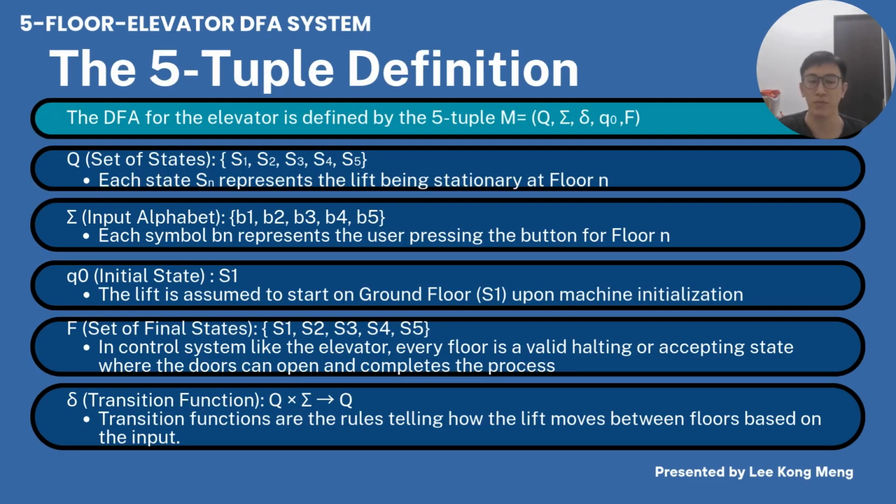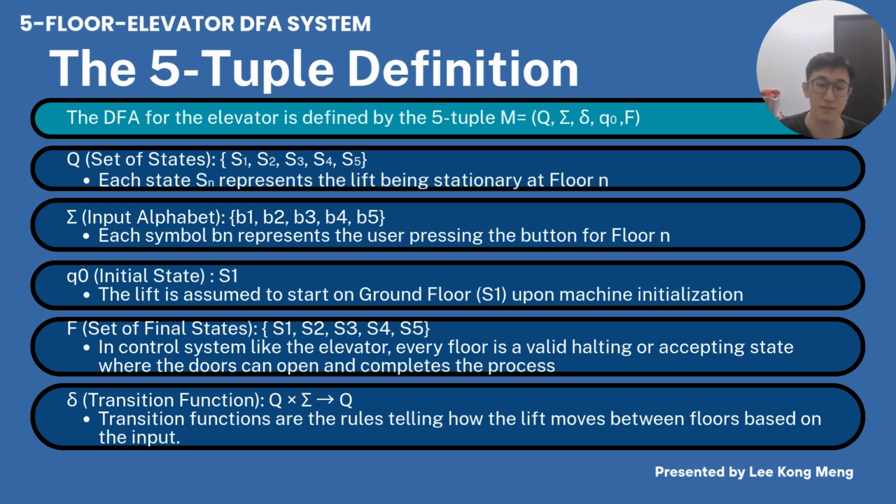Hi, I'm Meng. I will be talking about the 5-tuple definitions and also the transition functions for the 5-floor elevator DFA system. The DFA for the elevator is defined by the 5-tuple M equals Q, sigma, delta, Q0, and F. The symbol Q represents the set of states. For our system, the set of states is S1, S2, S3, S4, and S5. Each of these states Sn represents the lift being stationary at floor N.